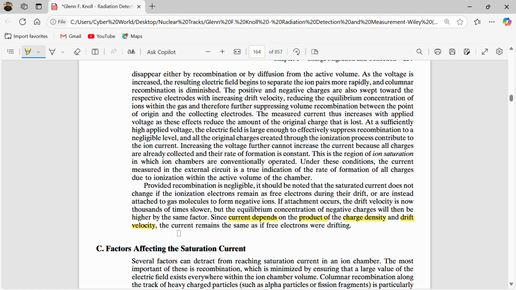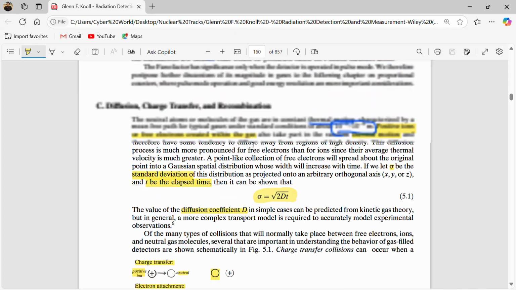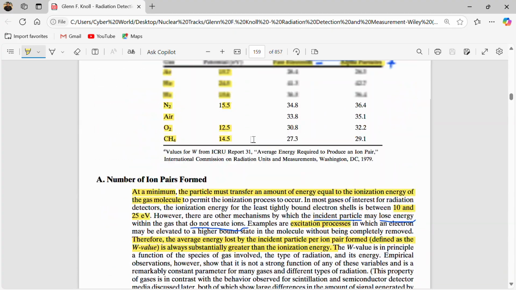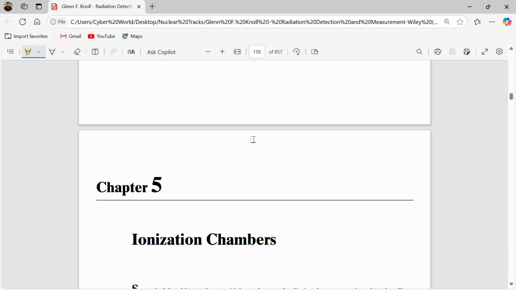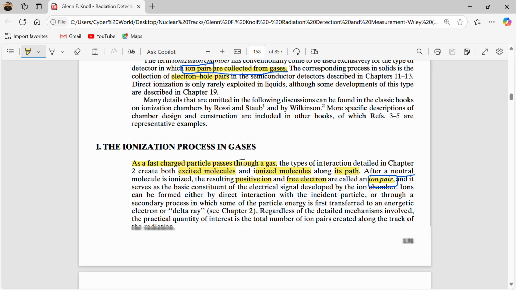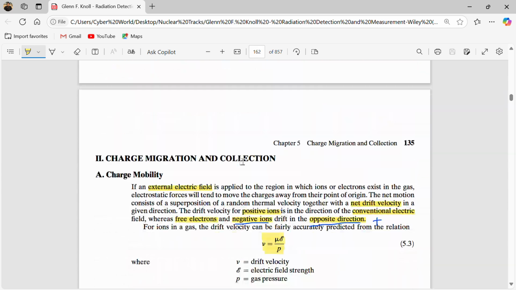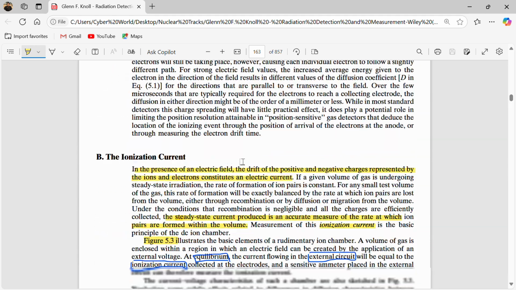In the coming lecture, we can discuss more interesting topics about this course. In this lecture, we discussed the chapter of the book by Glenn F. Knoll, which is Radiation Detection and Measurement, and the chapter is chapter number 5, about the ionization chamber. We discussed these factors today. In the coming lecture, we will continue chapter number 5.